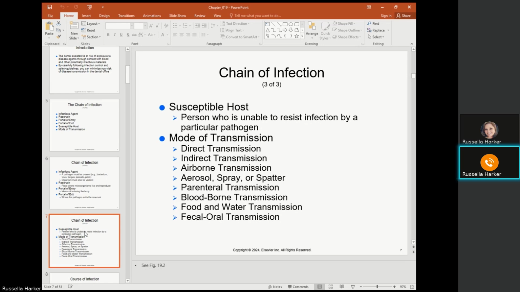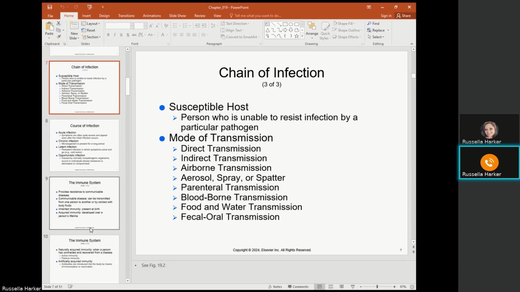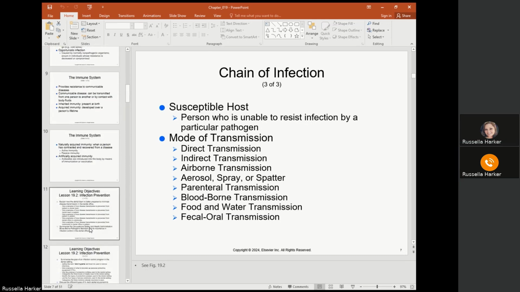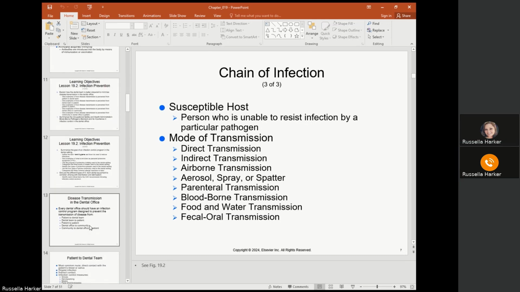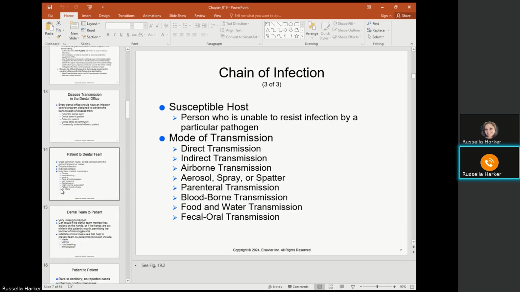With the mode of transmission, there are several modes of transmission, or ways that these pathogens can be transmitted to you or your family members. We're going to go over this list of modes of transmission that we have listed in front of you here. With our modes of transmission, we have direct transmission.